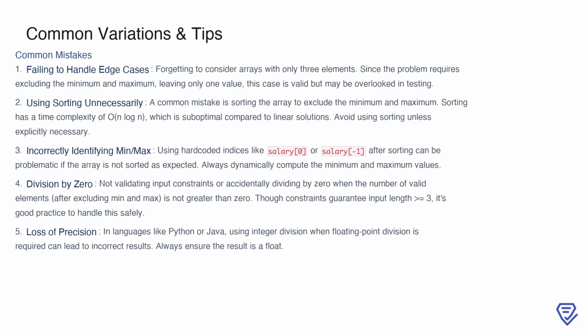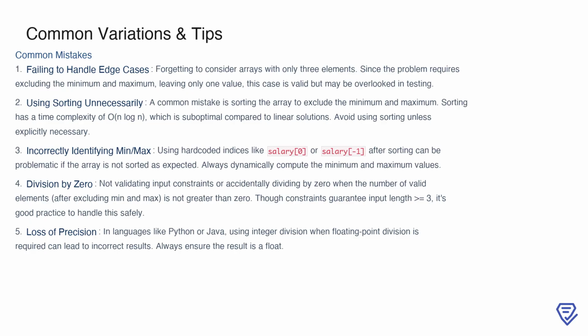When solving this problem, there are several common mistakes to watch out for. First, it's easy to overlook edge cases, such as when the array contains exactly 3 elements. In this scenario, excluding the minimum and maximum leaves only one value, which must be handled correctly. Another mistake is using sorting unnecessarily. While sorting makes it straightforward to identify the minimum and maximum, it introduces an O(n log n) time complexity, which is inefficient compared to linear solutions.